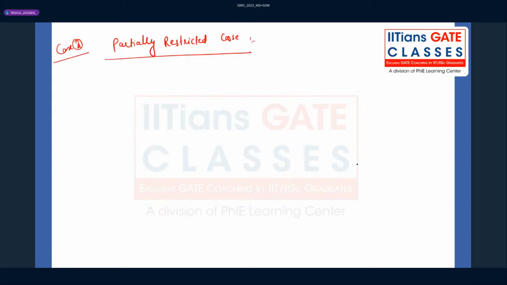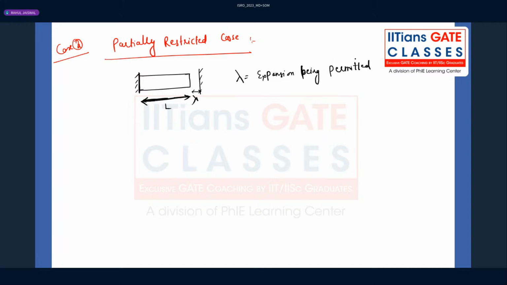Here, in the partially restricted case, a material is there, and we have a support at a distance lambda. It is having a length L, for example. Now, lambda is what? The expansion which is being permitted. Now, this expansion can be anything.